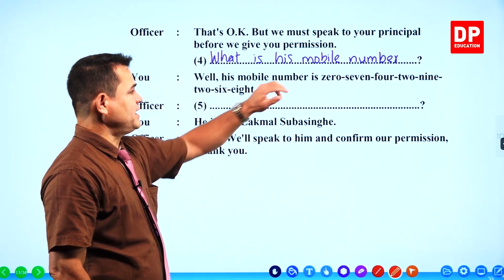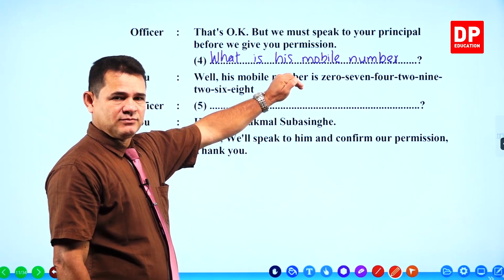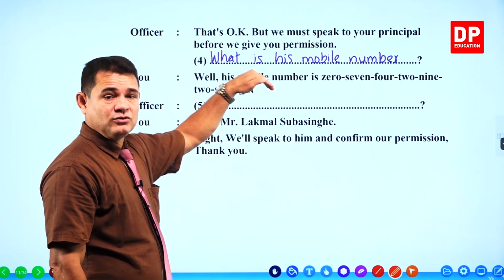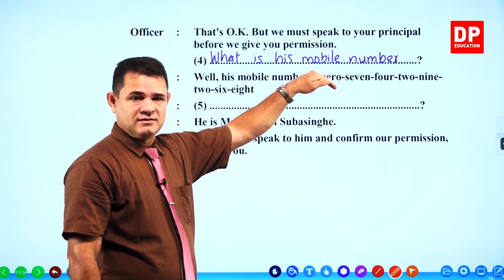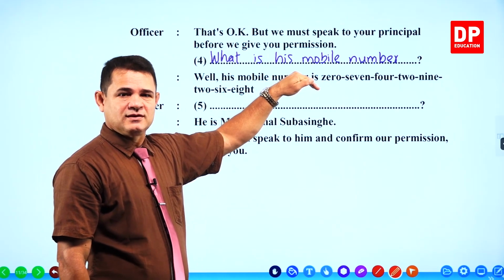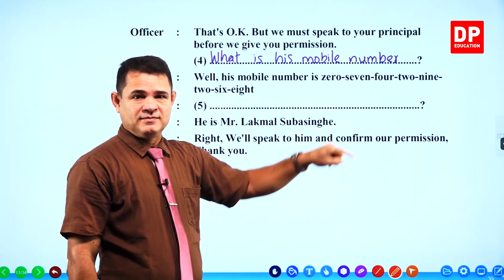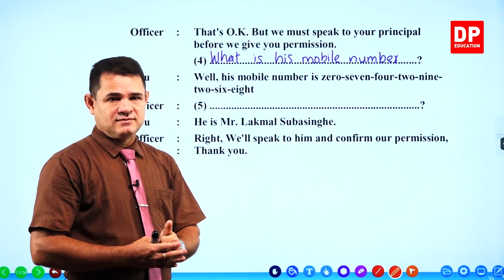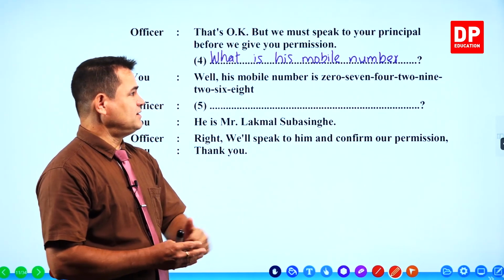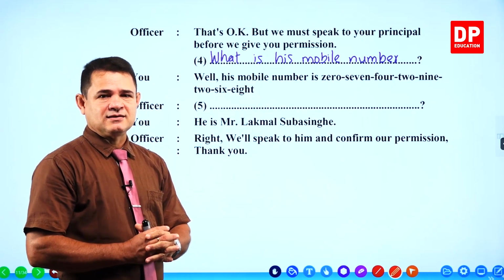What is his mobile number? මේකම කියන්න පුළුවන්. Can you give me his contact number? Can you give me his telephone number? Tell me his mobile number, please. ඒ වගේ. You can write anything, right?